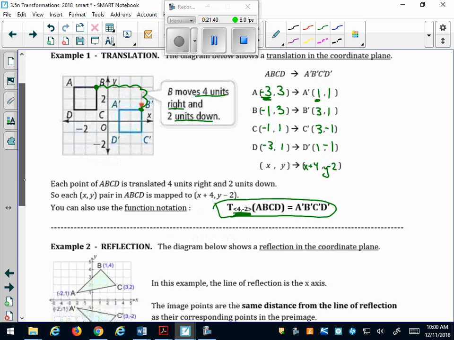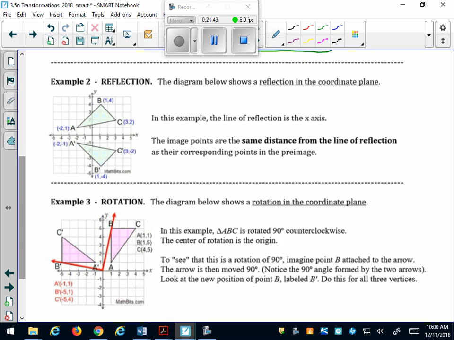This was a translation. This is a reflection. So this one specifically reflects over the x-axis. For the most part, when we do reflections, we're going to either be reflecting over the x-axis or the y-axis. You could reflect over other lines, but that gets a little bit more complicated. So in this example, we have point A here and A prime there. Remember that A is the same distance from your line of reflection as A prime is, right? And same with B. Should be the same distance to this line of reflection as B prime.